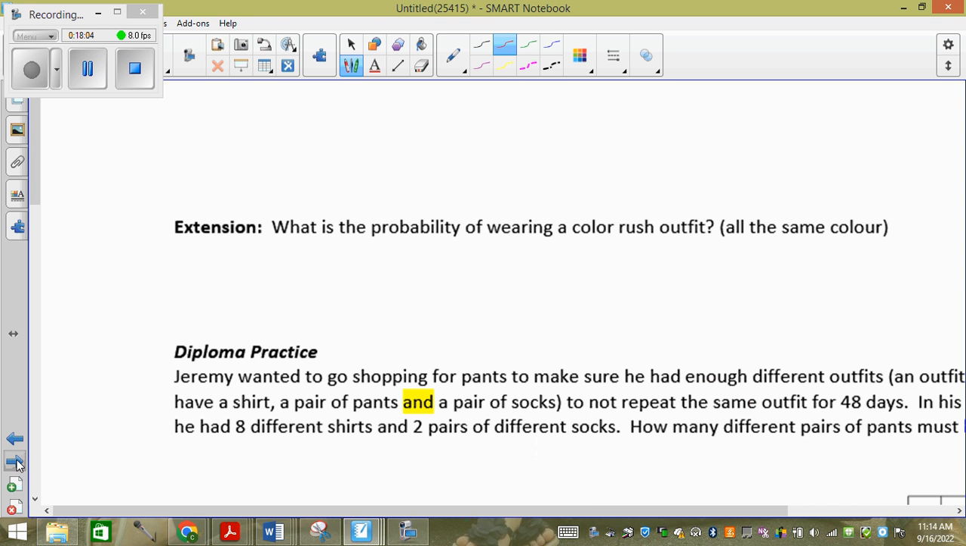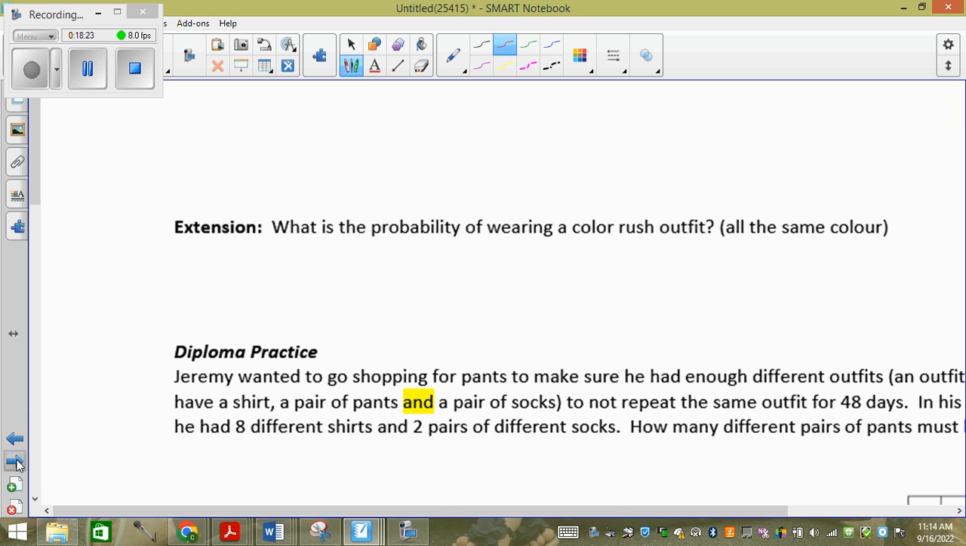So the next side, this is a question that goes with this question. Then we're going to go back and make you do the tree diagram of the previous example. But this one says extension. What is the probability of wearing a color rush outfit? A color rush outfit, they have it in the NFL all the time where you have all the same colors. They're all baby blue or whatever it may be.